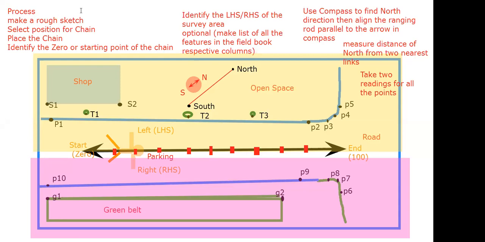Okay, vertical offset. For telling you how vertical offset is done, this is the chain, and on that chain we have the different links. 1, 2, 3, 4. 1, 2, 3, 4.